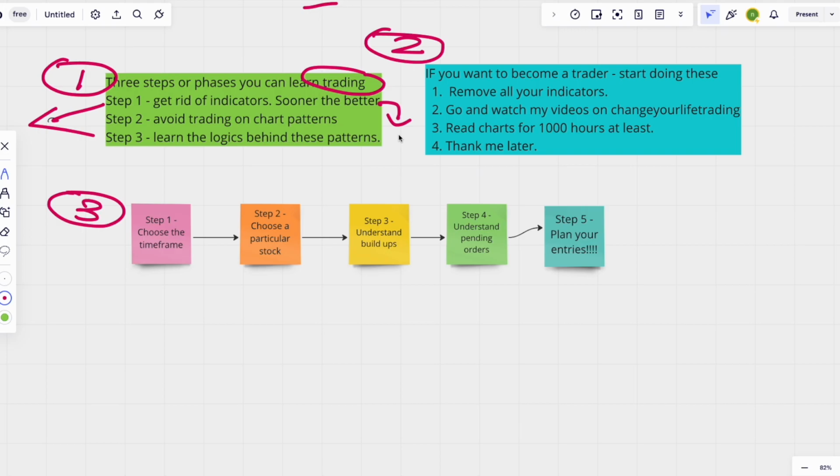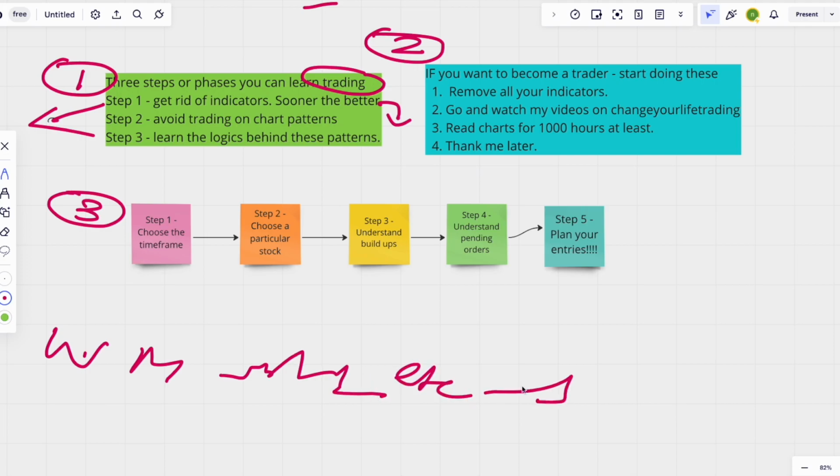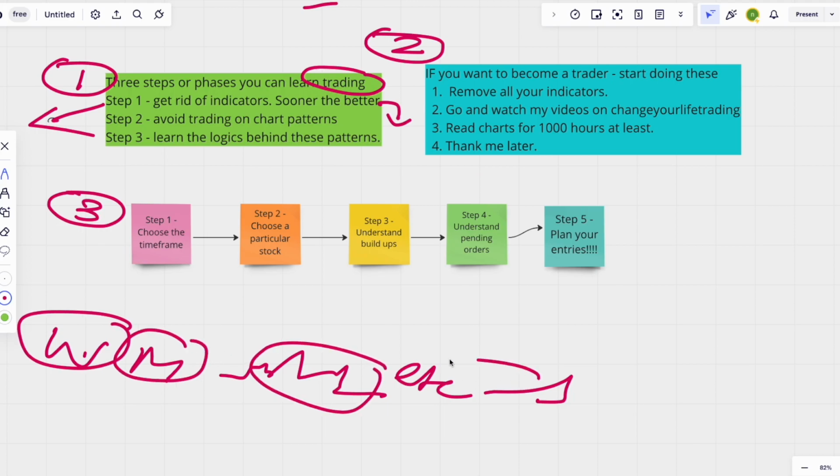Step 2, avoid trading on chart patterns. So, what are the chart patterns that we have been hearing currently? W, M patterns, and a few other patterns like head and shoulders. These patterns are made from some logics. Yes, that's correct. But you have to understand the logic behind this first.